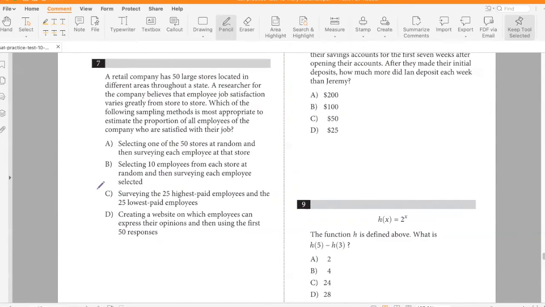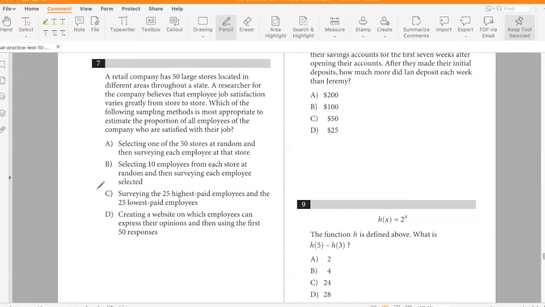A retail company has 50 large stores located in different areas throughout the state. A researcher for the company believes that employee job satisfaction varies greatly from store to store. Which of the following sampling methods is most appropriate to estimate the proportion of all employees of this company who are satisfied with their job?